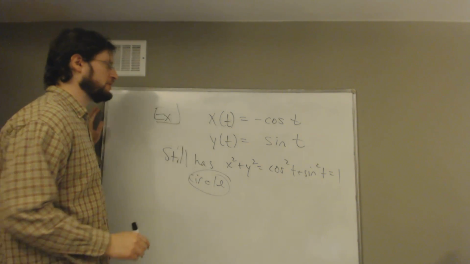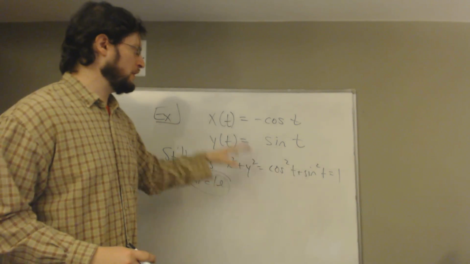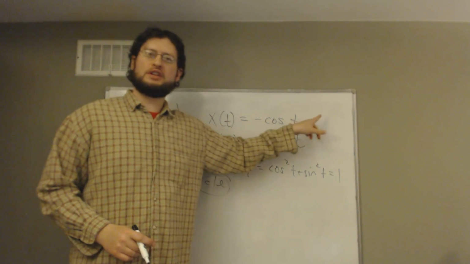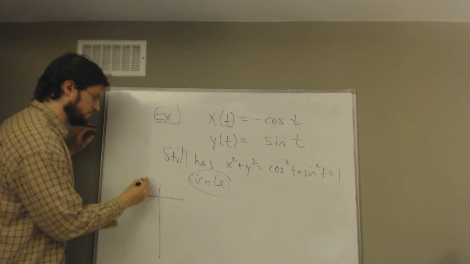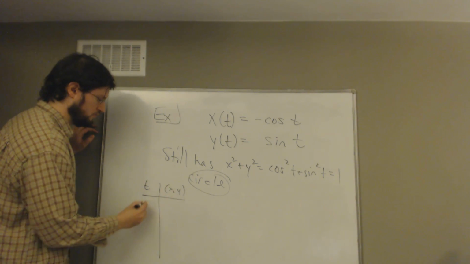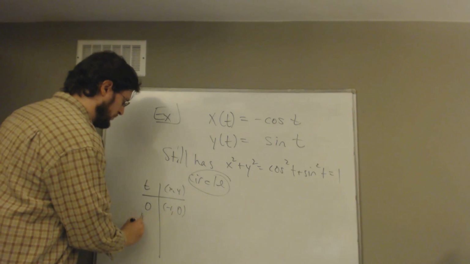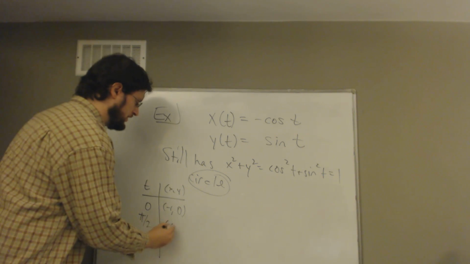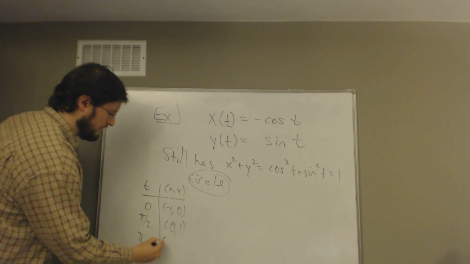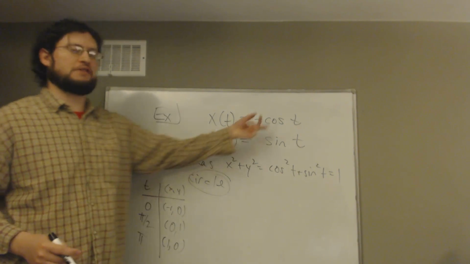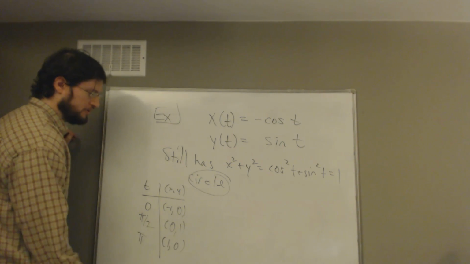All right. However, there's something different about it, because what happens if I start at t equals 0? I actually end up getting negative 1, 0. And then if I put pi over 2 in, then I'm going to get 0, 1. At pi, then I'm going to get 1, 0, because cosine of pi is -1 and negative -1 is +1. And so on and so on.